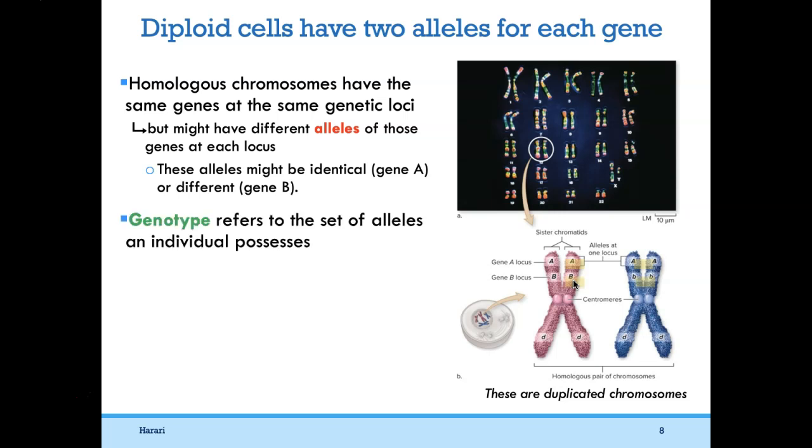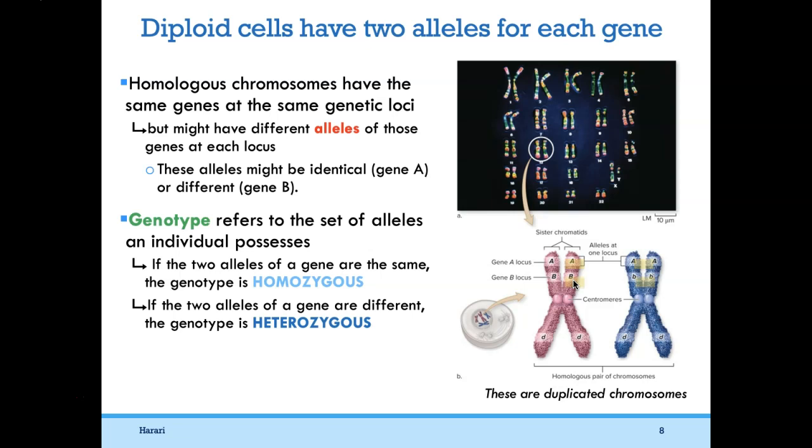So the genotype, that's an important term. Genotype refers to the set of alleles that an individual possesses. If the 2 alleles of a gene are the same, we say that genotype is homozygous. Remember, diploid cells have 2 alleles for each gene. If those 2 alleles are the same, the person is homozygous for that gene. So that's the case of big A. This individual is homozygous for big A because both mom and dad are giving this person a big A.